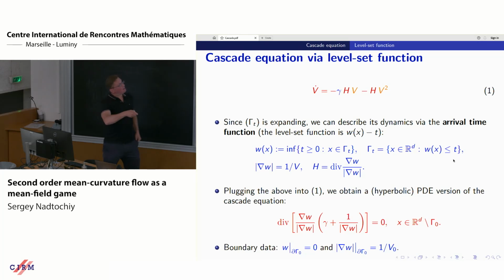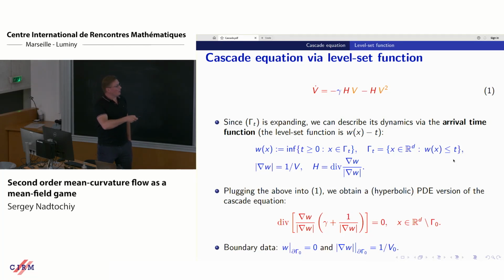In other words, my level set function will be just w of x minus t. I only can do it because I have, let's say, always expanding domain gamma. And it turns out that w has another meaning, so you can define it as the arrival time function. So it's the first time that your domain reaches point x. So here we're thinking of expanding domain all the time. All right? And very similar formulas hold, and you can plug them back into this equation.